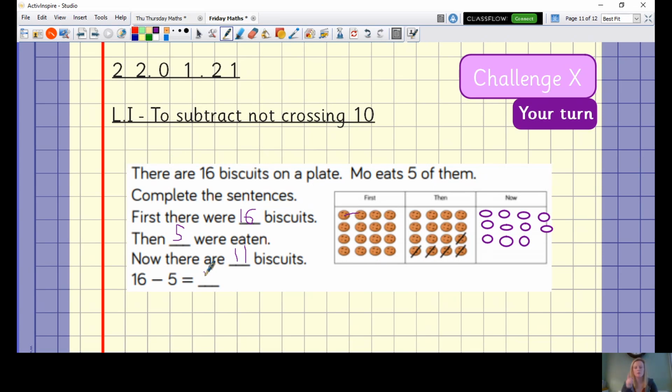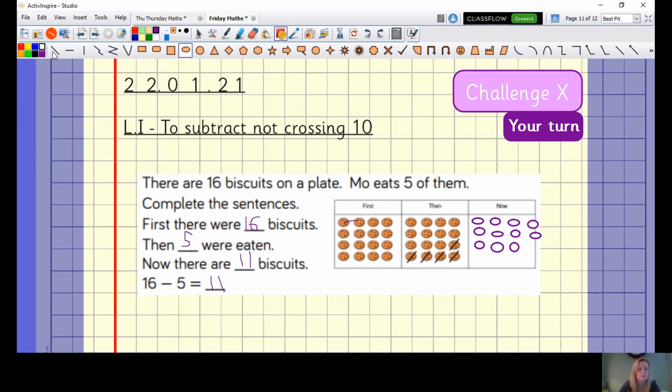Now, a bit like yesterday, I want you to use worded problems. Okay, so I want you to make your own worded problems. You can use your resources. If you're using food, that would be good. You could use some Lego bricks, anything that you've got at home, or just use your imagination to think of the worded problem. So you need that key vocabulary. That is, we've got first, then, and now. Okay, that's the key vocabulary.